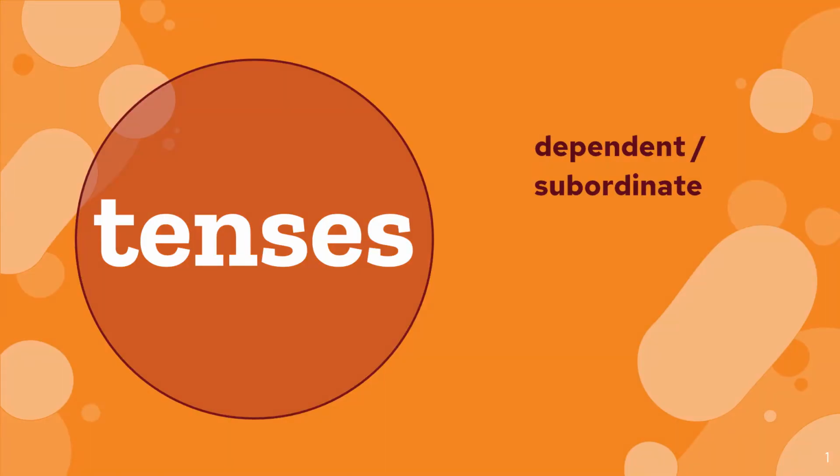In sentences that contain both a dependent or subordinate clause and an independent clause, it is important to select the correct tenses. Two or more actions need to be put in the correct relationship with each other. Here are 3 rules for sequence of tenses in subordinate clauses.